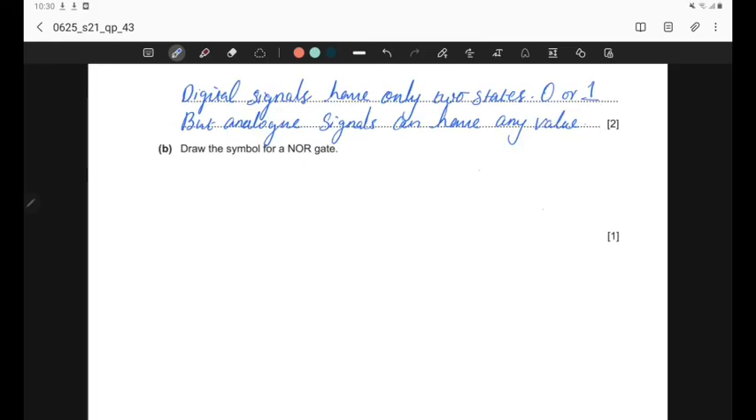Part B, draw the symbol for a NOR gate. So this is an easy question. We need to draw a NOR gate. We'll have 2 inputs and 1 output. So this is a NOR gate.